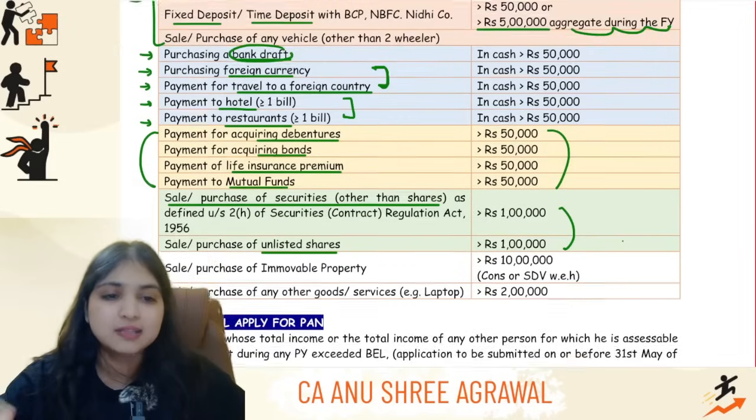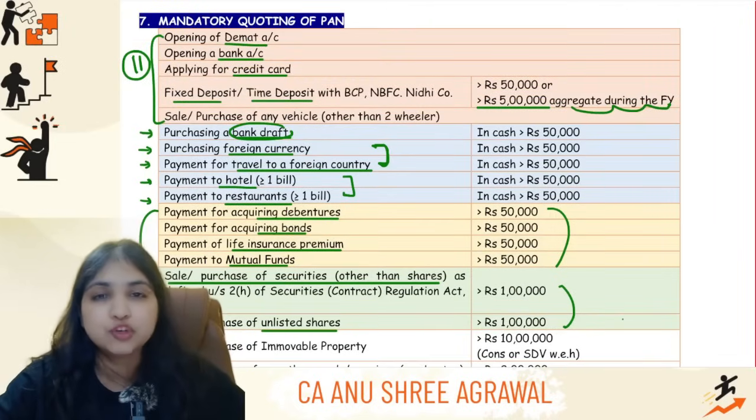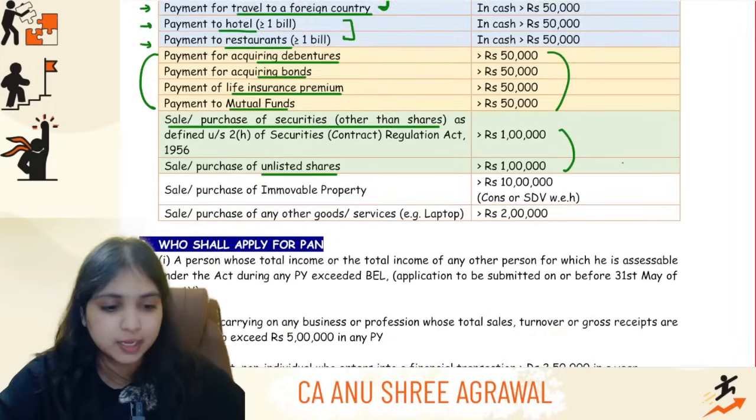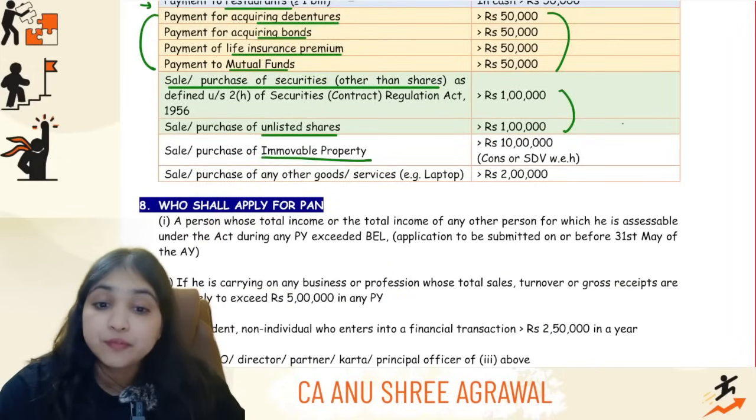What about listed shares? Listed shares we don't have specifically mentioned over here because listed shares anyways you will buy or sell through your demat account only. And for demat account, anyways your demat account is linked with your PAN number, so it will anyways get covered over there. Okay. Then sale or purchase of immovable property.